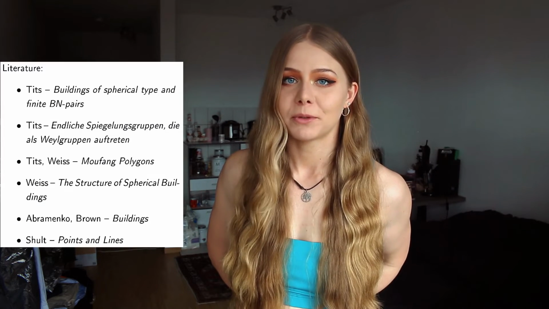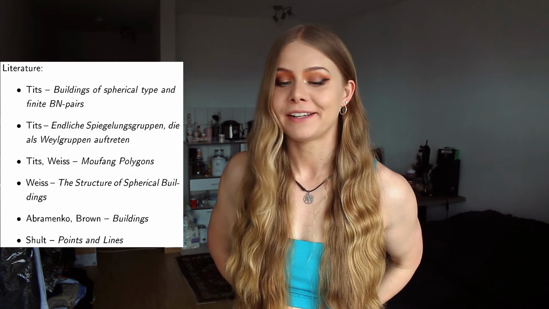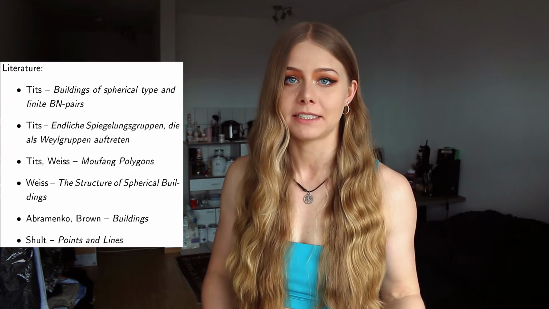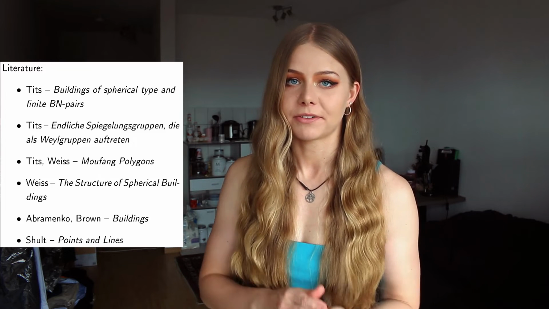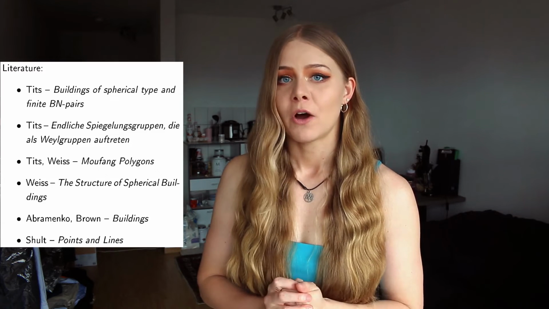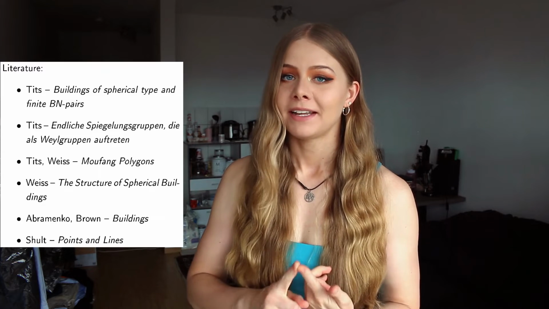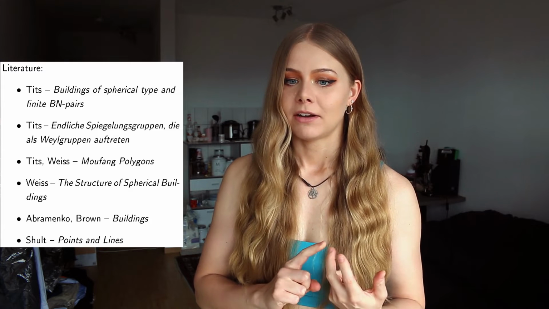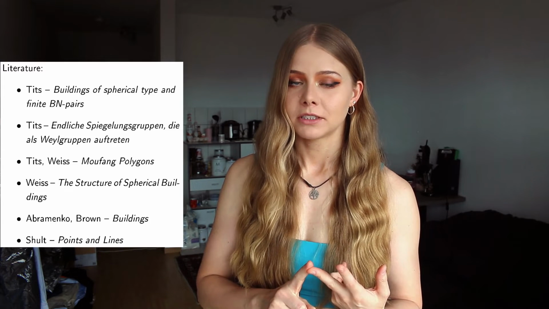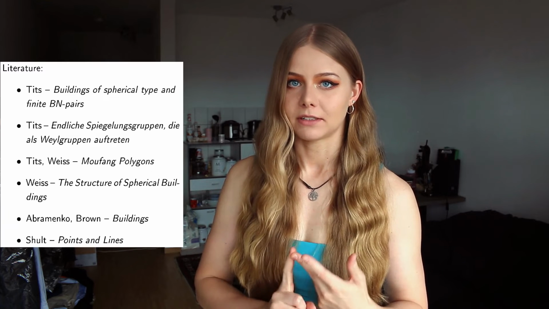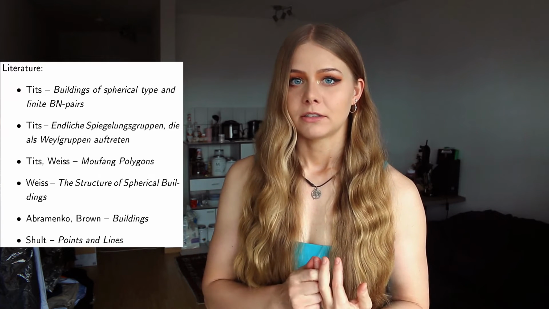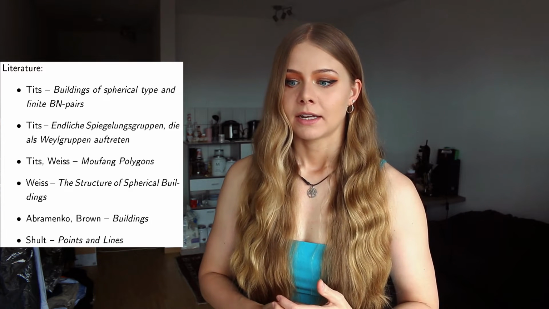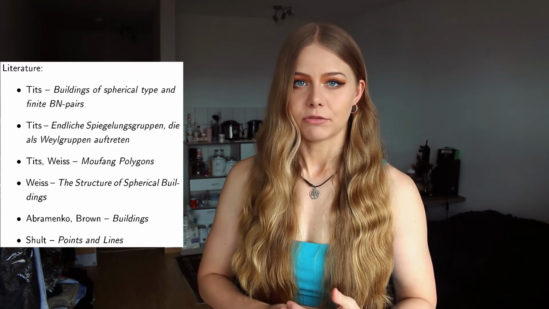So if you want to know more and want to know about some literature, you can of course read the lecture notes and papers of Jacques Tits, especially Buildings of Spherical Type and Finite BN-Pairs, or it's in German, Endliche Spiegelungsgruppen, die als Weylgruppen auftreten. You can also read the book Moufang Polygons by Jacques Tits and Richard Weiss. Richard Weiss also wrote a very nice book called The Structure of Spherical Buildings that, I think, is beginner friendly.